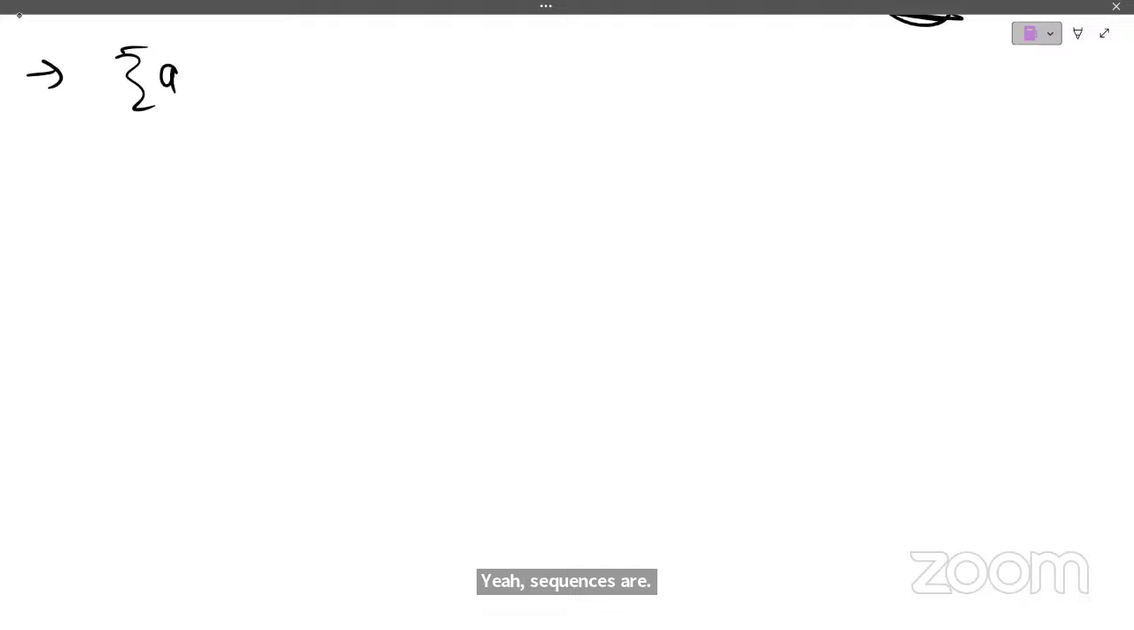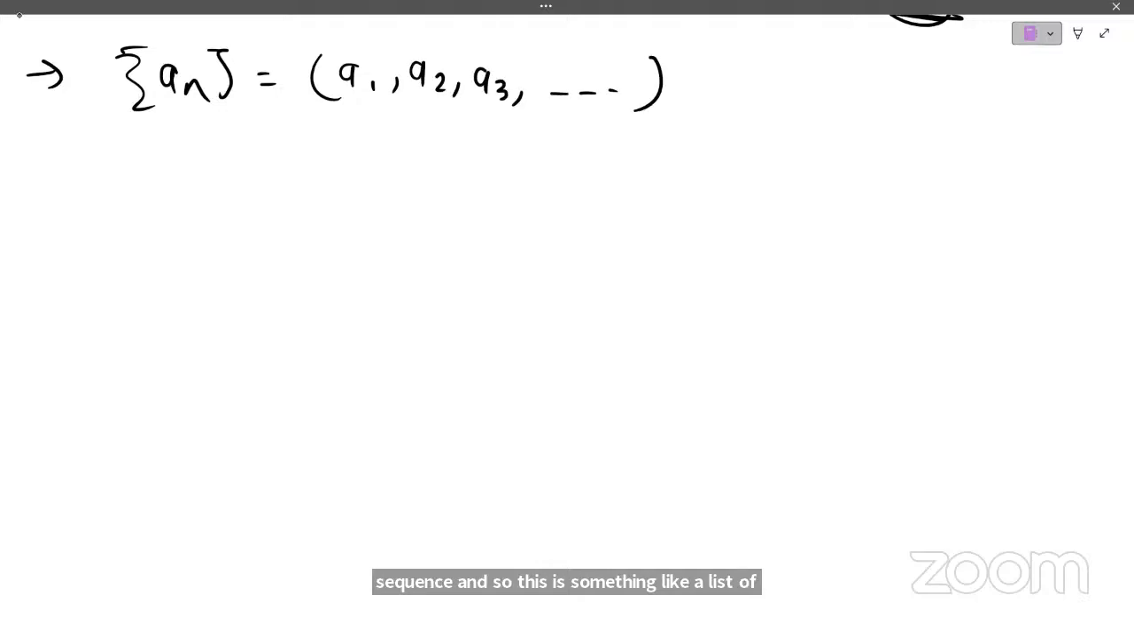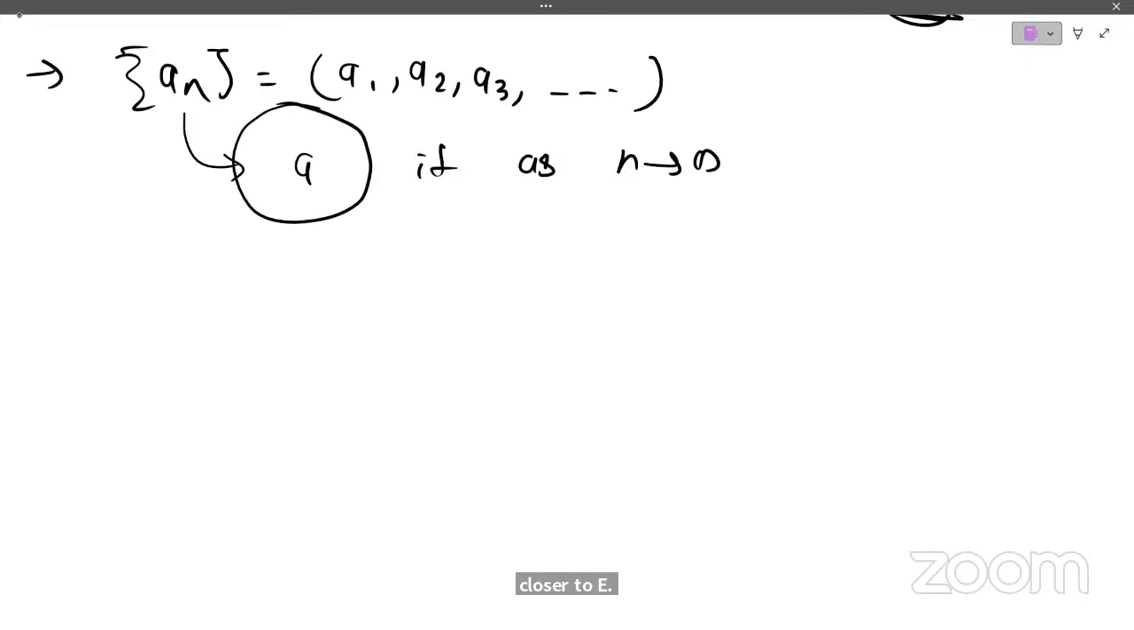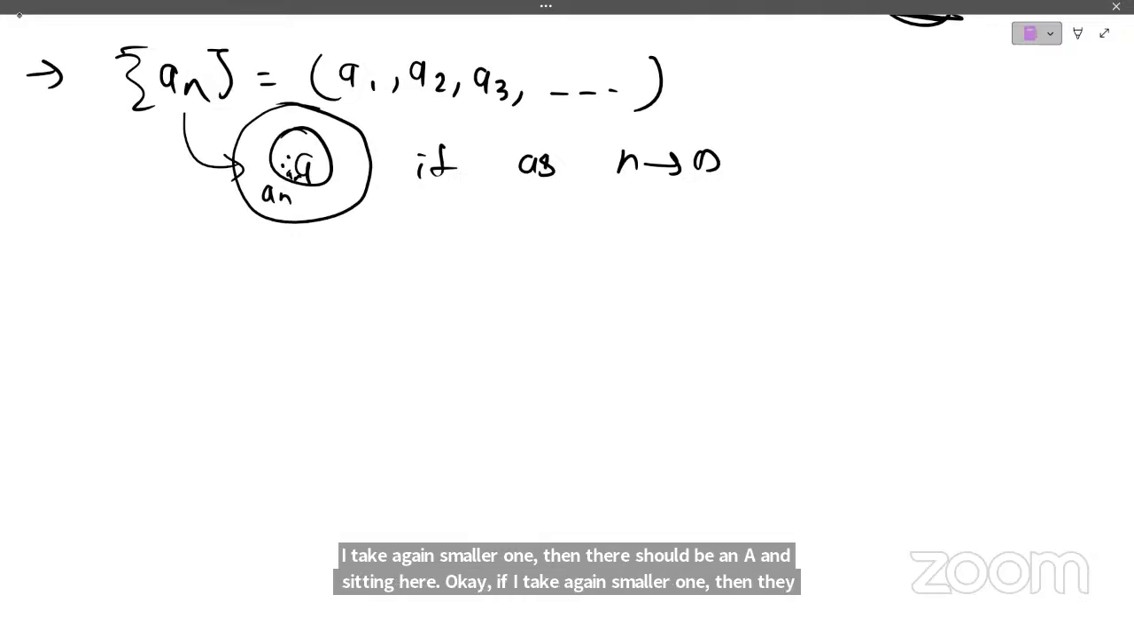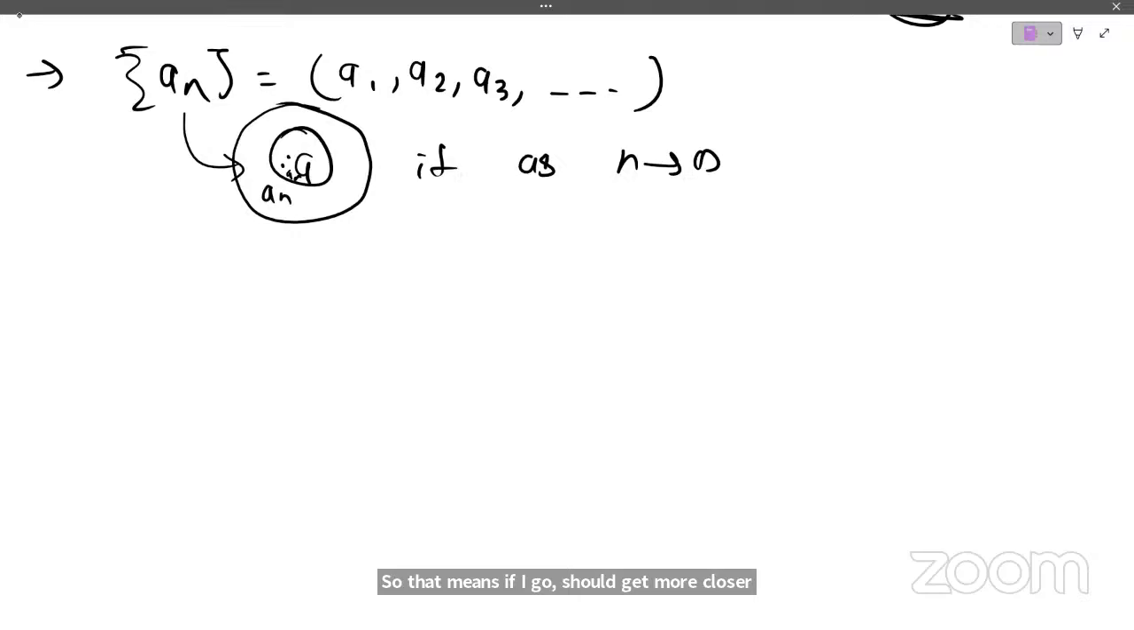So that means if you are given a sequence a_n, this is something like a list of numbers. You can say a1, a2, a3, and so on. Then you say that this sequence converges to a number a if, as n goes to infinity, our a_n gets closer and closer to a. That means if I take any ball around the point a, then there should be an a_n sitting in it. If I take a smaller ball, then there should again be an a_n. So as n goes to infinity, my a_n should get closer and closer to a. That is the meaning of limit. Okay, so this is the sequence.